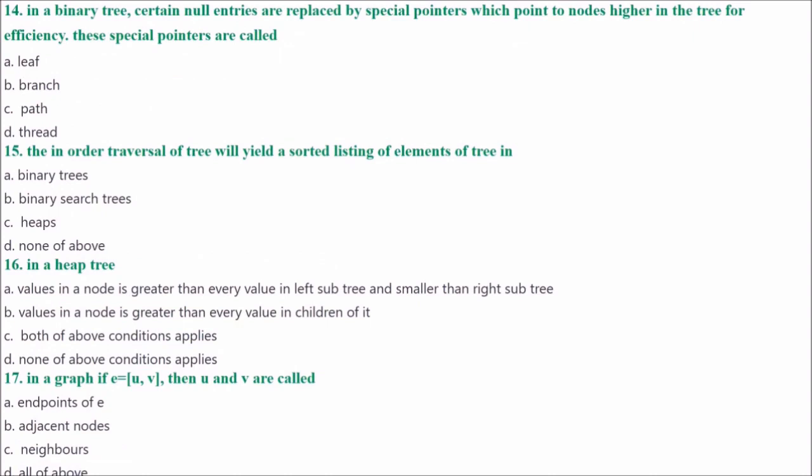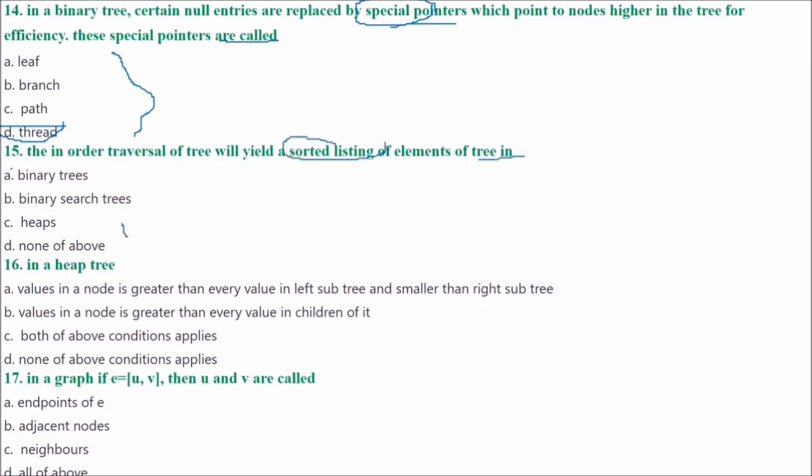Next, in a binary tree, certain null entries are replaced by special pointers which point to nodes higher in the tree for efficiency. These special pointers are called what? Can you answer this? These are threads. D.